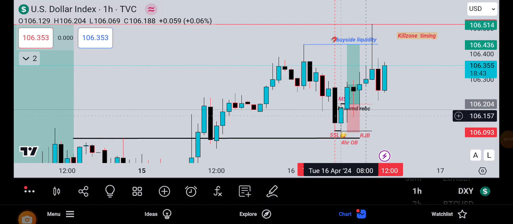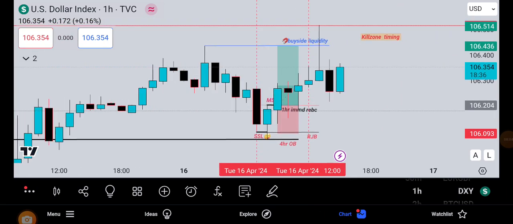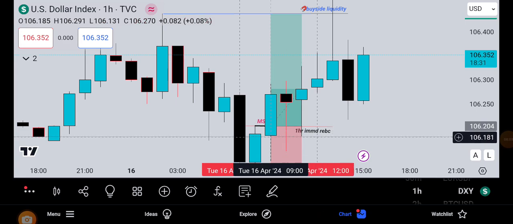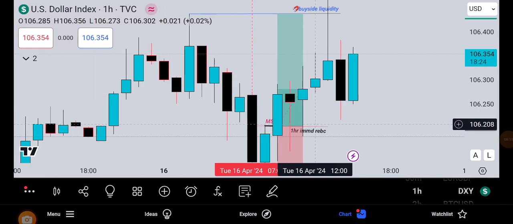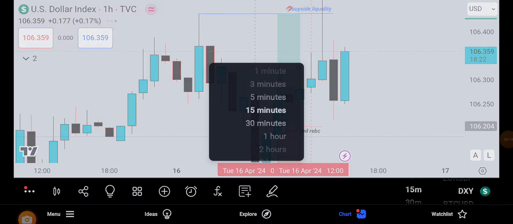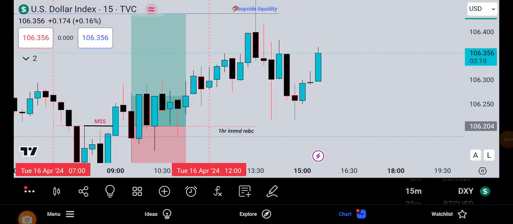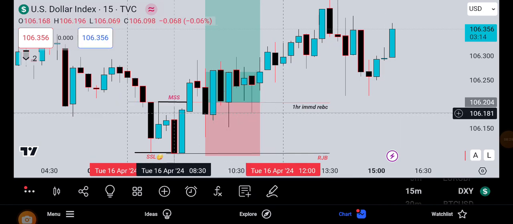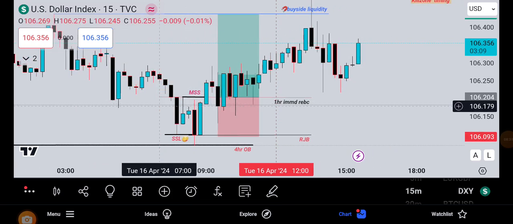You can see over here we have this candle's high. I placed a thin pink line over here. That's the 1 hour immediate rebalance that I was watching, and that line, that 1 hour immediate rebalance over here, was well aligned with this 15 minutes fair value gap. So that was my entry level.